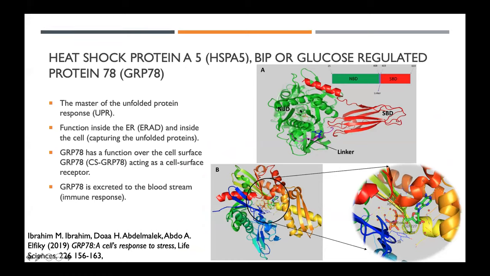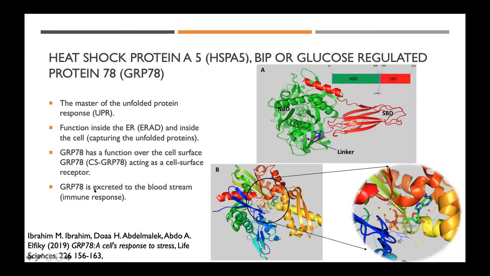This protein has a main function inside the endoplasmic reticulum of the cell, as it captures unfolded proteins and mediates them through the degradation or refolding mechanism. So its function inside the ER, as the endoplasmic reticulum associated degradation mechanism, is to capture unfolded proteins. And GRP78 has a function over the cell surface, called cell surface GRP78, which acts as a receptor.